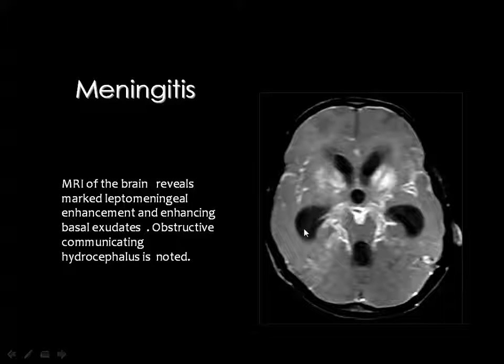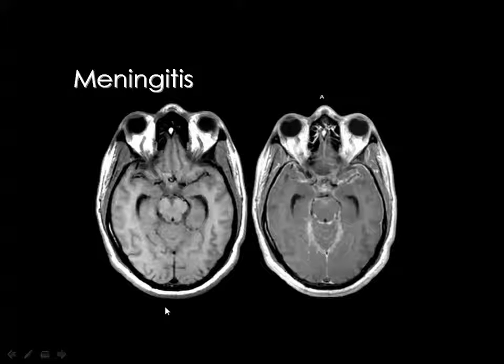You can see the temporal horns are markedly dilated. Also, the third and fourth ventricles are dilated. Then here is a patient with meningitis, T1 weighted image before contrast and T1 weighted image after contrast.